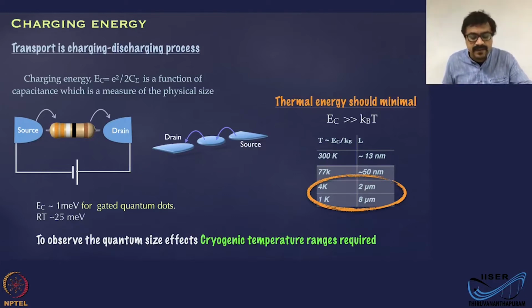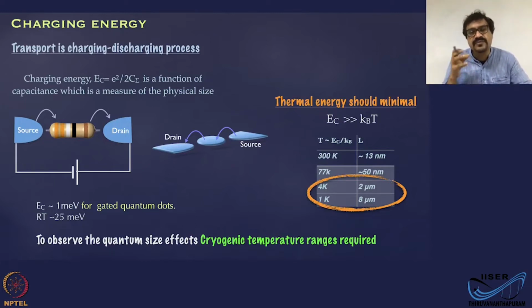Now, when we talk about transport, it is a process where you charge and discharge a certain region or a certain device. When I say charge and discharge, it means you put electrons in from one side and remove electrons from the other side. That is the charge and discharge process. That is how transport happens.